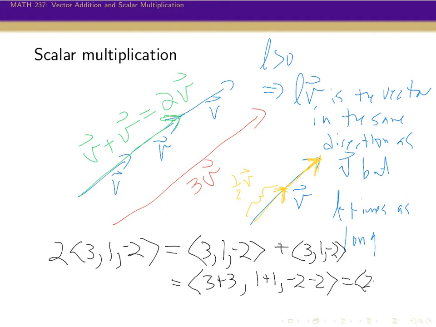Which means really we just took this 2 and multiplied it to each of the components. Right, so that 2 there gets distributed to each of the other ones. Right, so what does this mean?